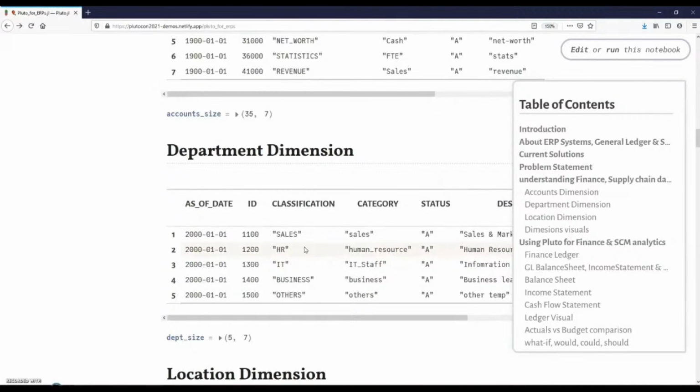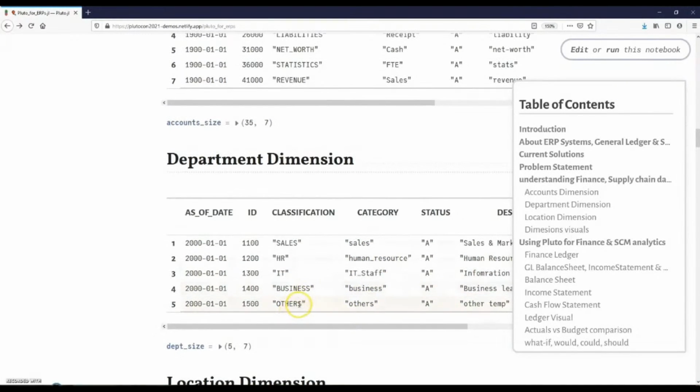So again, just for the sake of example, I have taken 5 different departments here. For example, pretend in your organization you have a sales department, HR, IT staff, business, and location, and others, where all the temp staff or your contractual employees, just consider them like an other department or whatever. Again, this is another example. In a typical organization, in my opinion, you have 100,000 or 5,000 different departments.